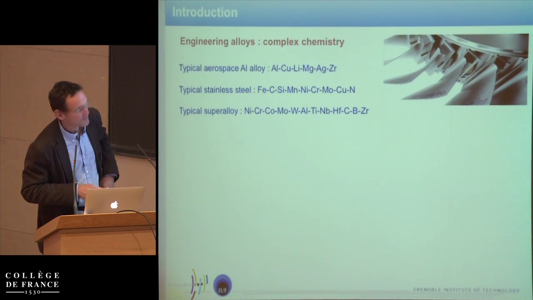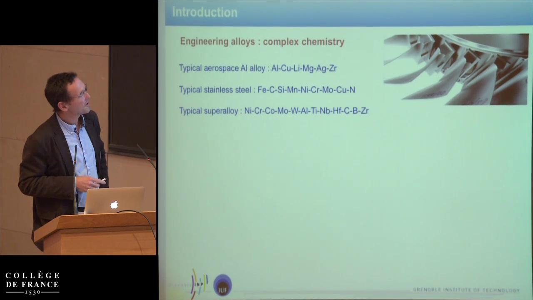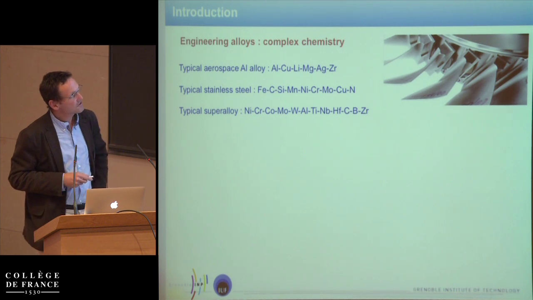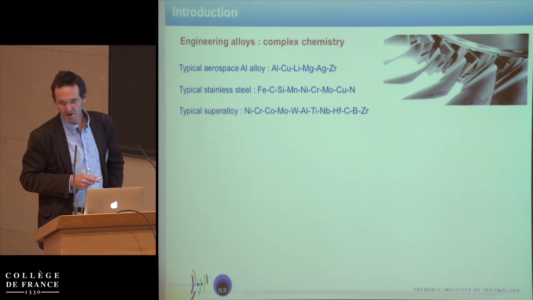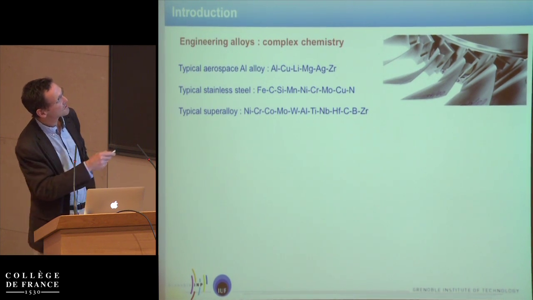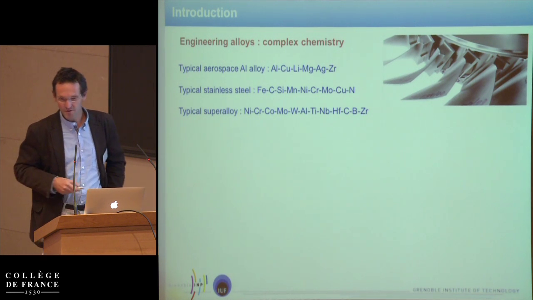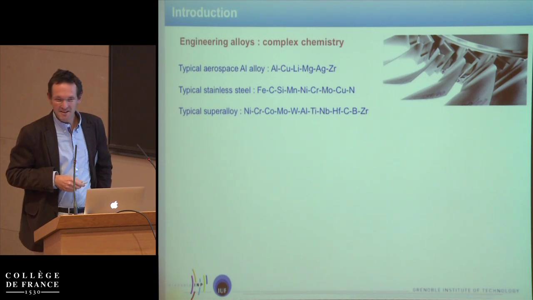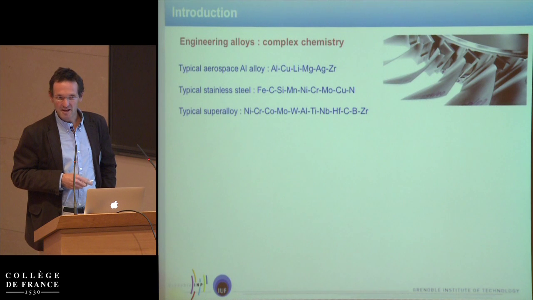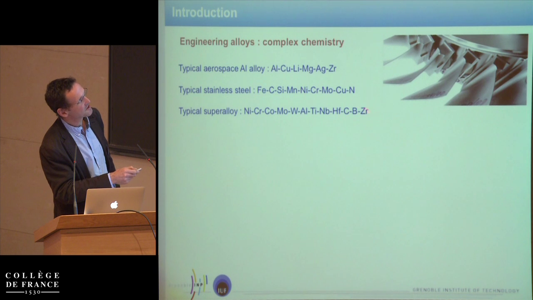So if you look at modern engineering alloys for complex applications, they need to meet a lot of requirements, lots of functions, and usually this is achieved by very complex chemistries. Here I show three types of alloys: one aluminum, one stainless steel, and a superalloy used for an engine. I won't go into the details about why each of these chemical elements is added to the alloy, but each has a specific purpose, and you see that it can become extremely complicated.